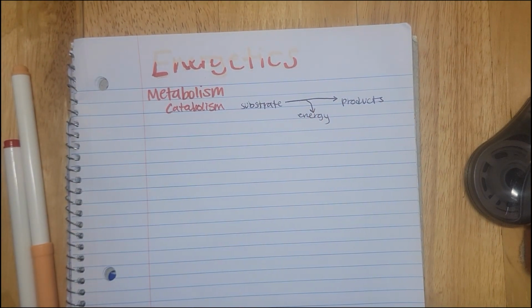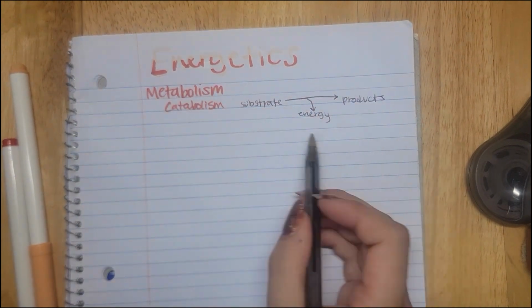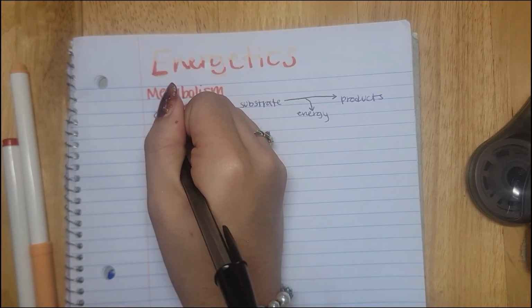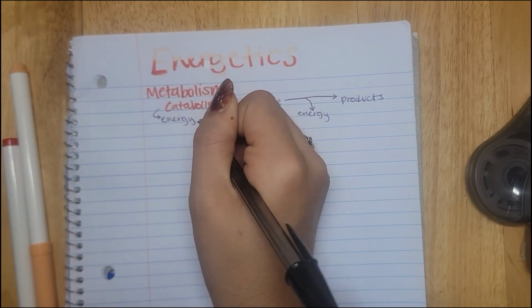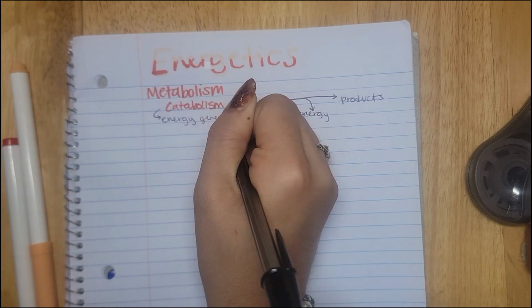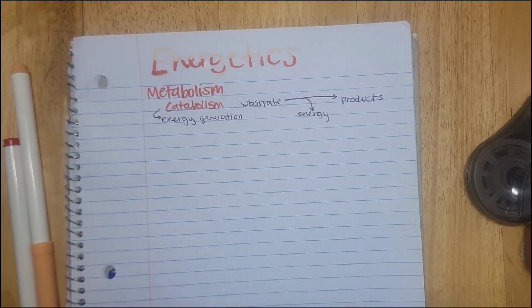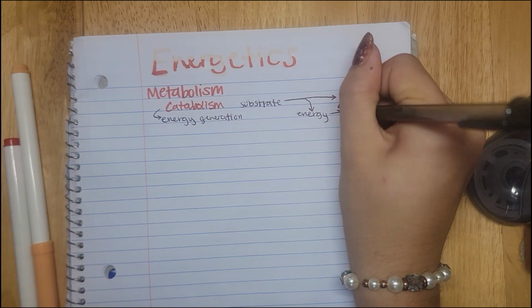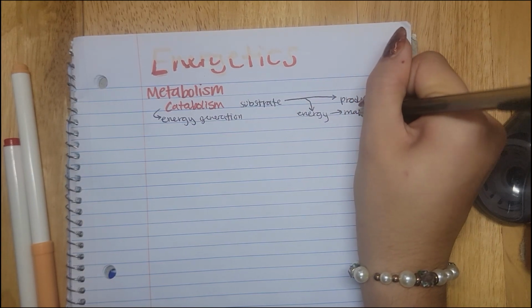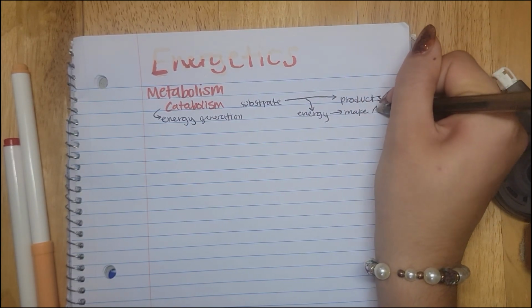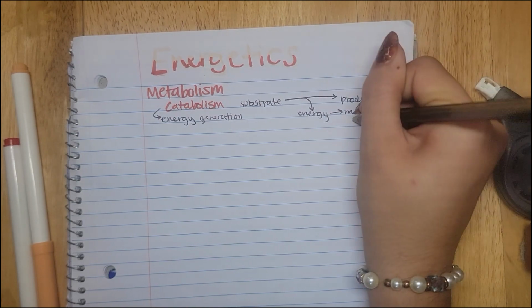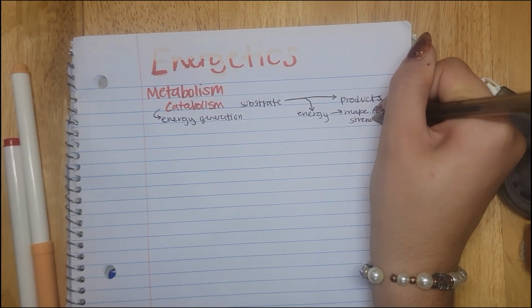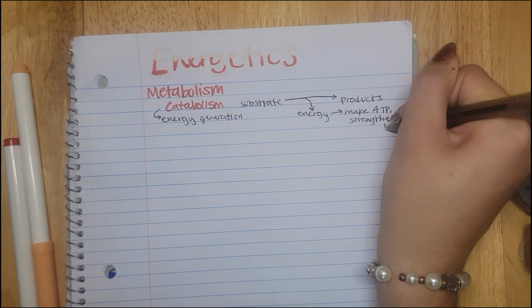Okay. So catabolism, energy generation, right? We can write that. And you can use that to, for example, make ATP, or strengthen the PMF, the proton motive force, your proton gradient.